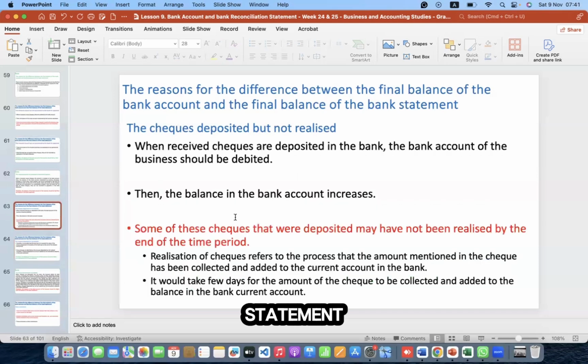Right? What happens here? Now earlier we learned where we issue a check. Right? The business owner issues a check, but it is not presented to the bank. Here the other way is happening. I have received a check, so I go to the bank and I deposit it. However, when I deposit a check, it takes a certain period of time to realize it.